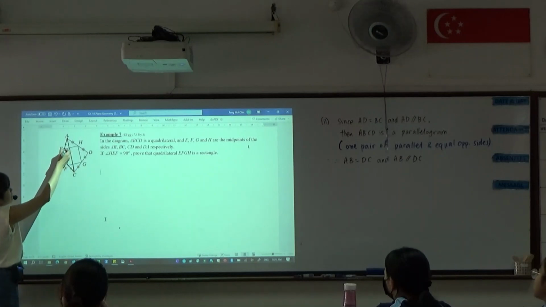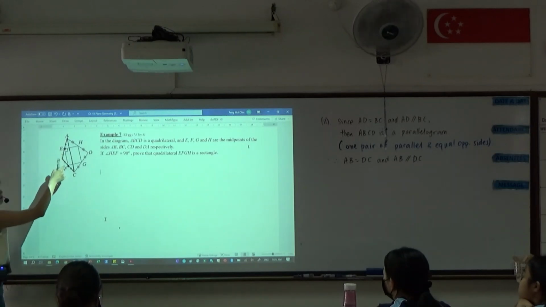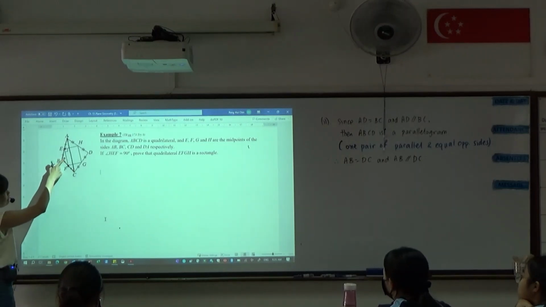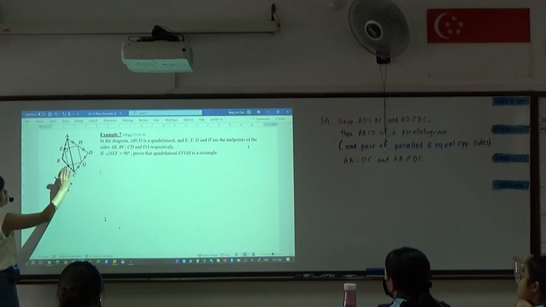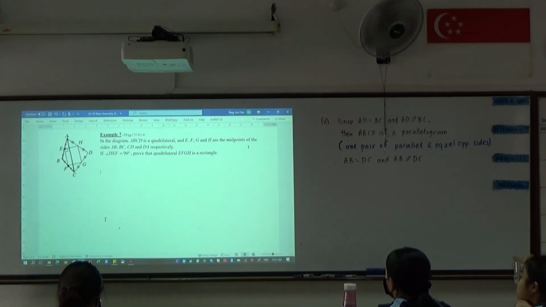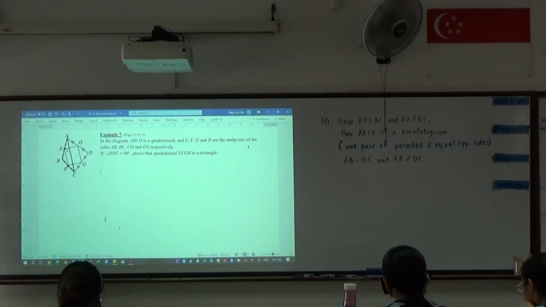Whereby because E and F are actually midpoints of the respective sides, we know that EF must be parallel to AC. Okay, we have done this earlier on in our last lesson, something similar to this. So if I'm able to prove that EF is parallel to AC, when I look at the other triangle, I can also use my midpoint theorem to see that HG is parallel to AC. And therefore, we see that EF is parallel to HG.